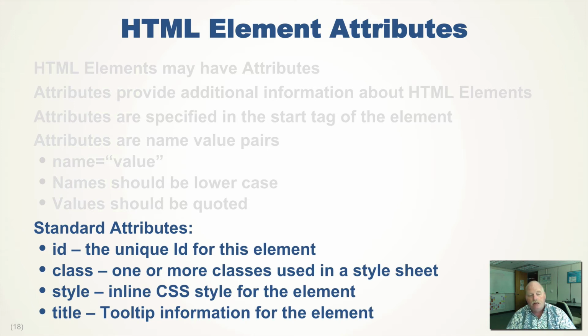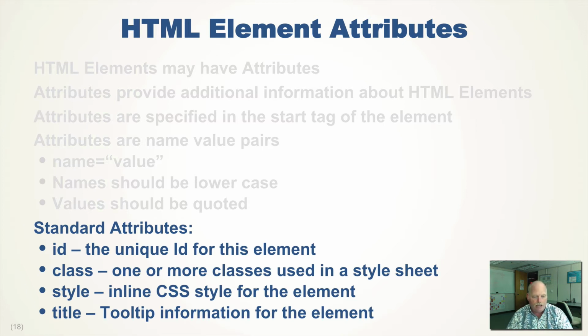There are some standard, or very common, attributes. The ID attribute is a unique ID for this element. ID values should be unique to the page on which that element is. It's not good to have duplicate IDs in HTML elements on the same page. You normally select by ID, and when you have duplicates, it's very confusing as to which element you're going to get.